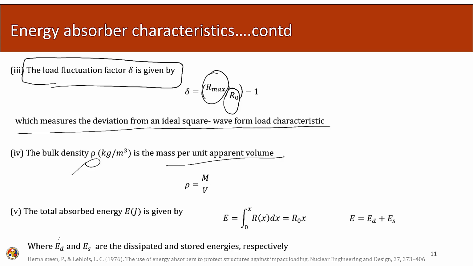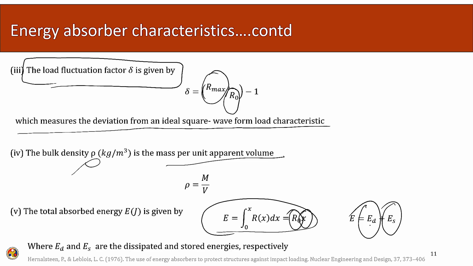And the total absorbed energy of the energy absorber is given by the entire average loading times the stroke, where ED and ES are the dissipated and the stored energies. ED is the dissipated energy in the energy absorber, and ES is the stored energy in the energy absorber. So, these 5 quantities we have defined.